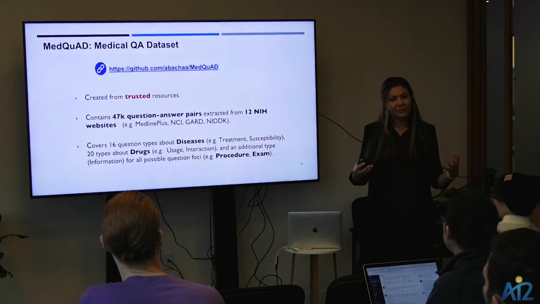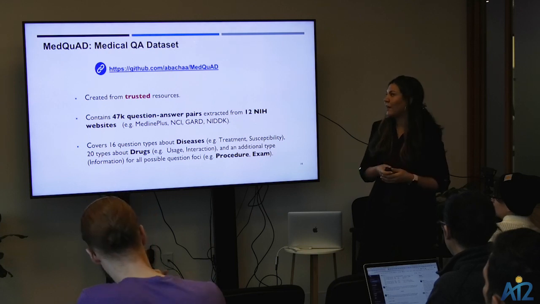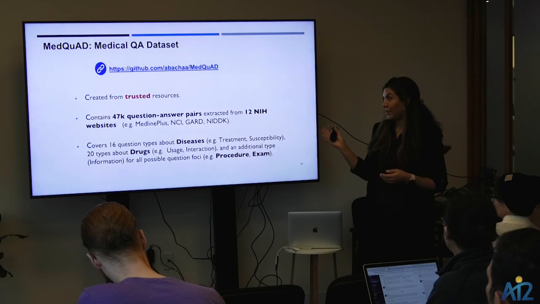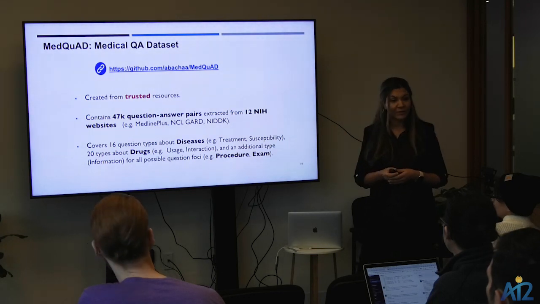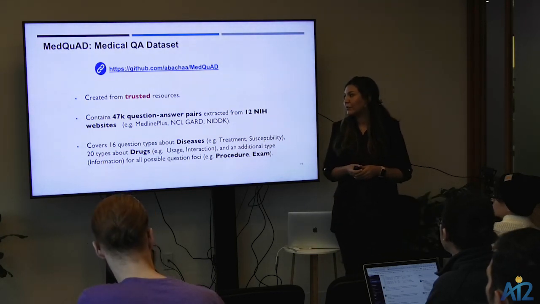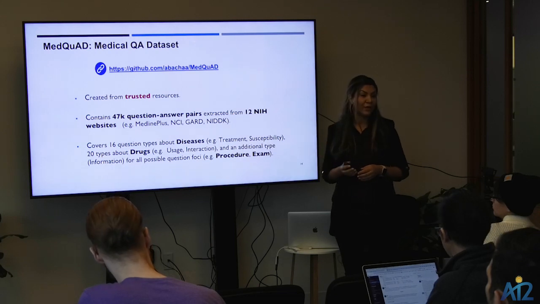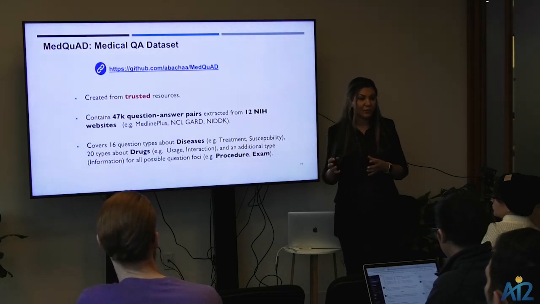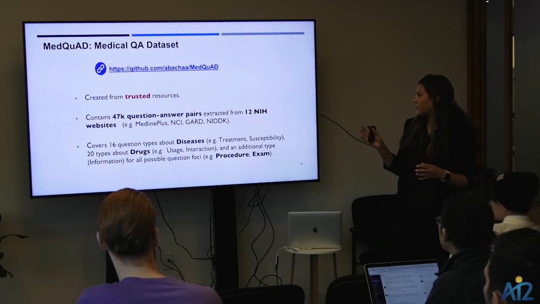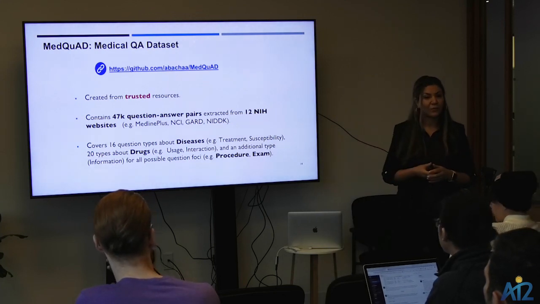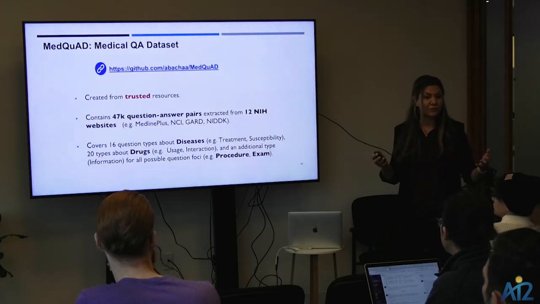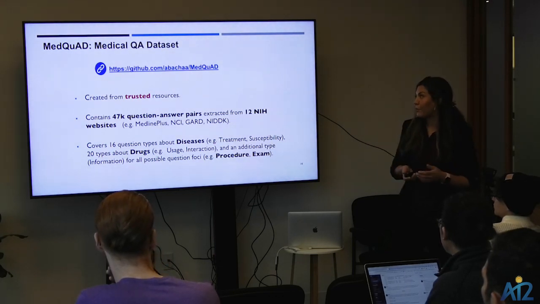For retrieving similar questions and question candidates, I use the MEDIQA dataset. This is a dataset that we created from 12 NIH websites, and it includes 47,000 question and answer pairs. It covers 16 question types about diseases such as treatment and susceptibility, and 20 question types about drugs such as usage and interaction, and it's publicly available.